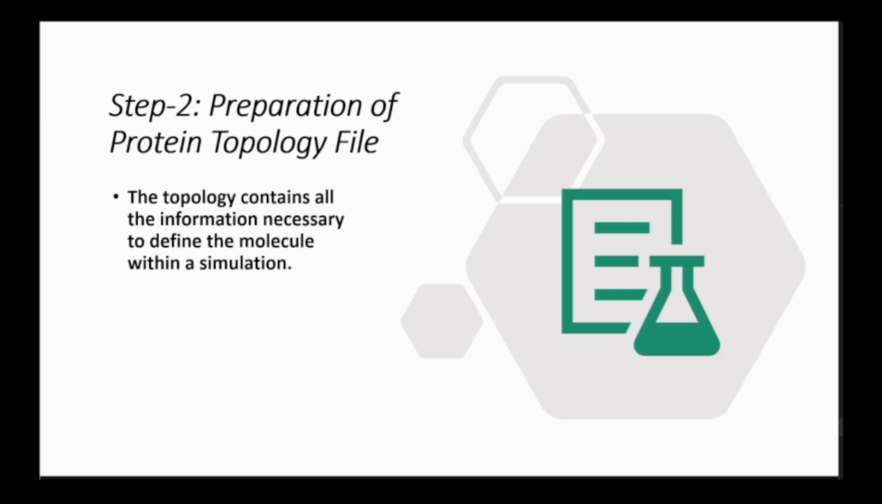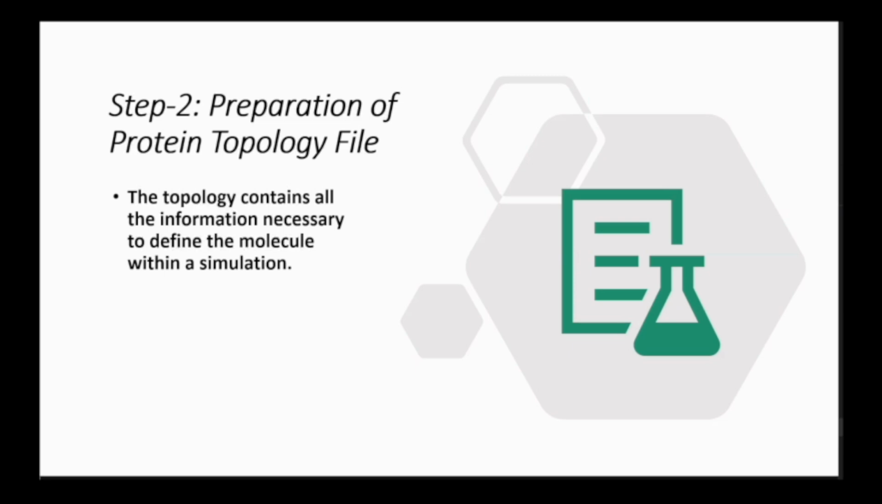Now, please try to recall the previous part of this lecture. In the previous part of this lecture, I told you that we need to get an idea about the initial position of the atom. We need to get an idea about the force which is going to be exerted on the atom, and we need to get an idea about the mass of the atom. These are the three primary pieces of information which we need to have. Now, in the topology file, you are going to have all of that information.